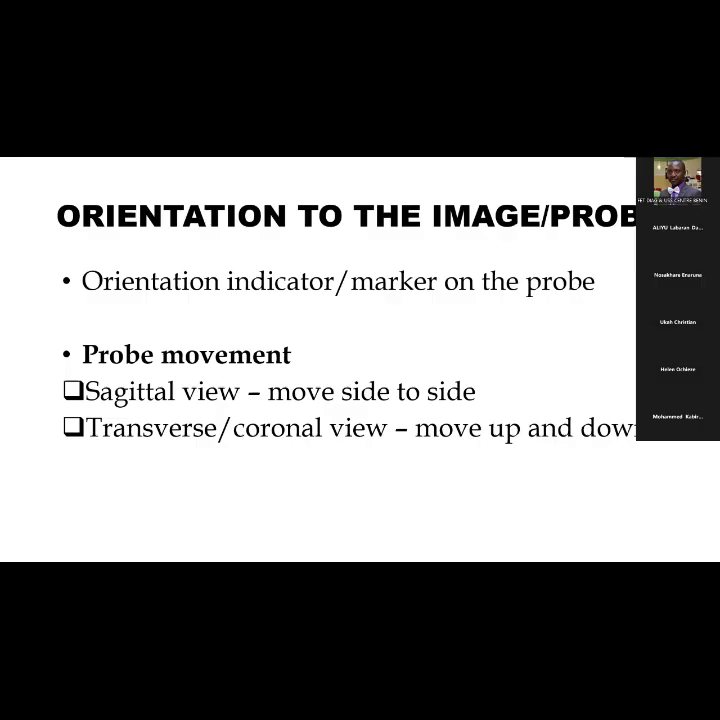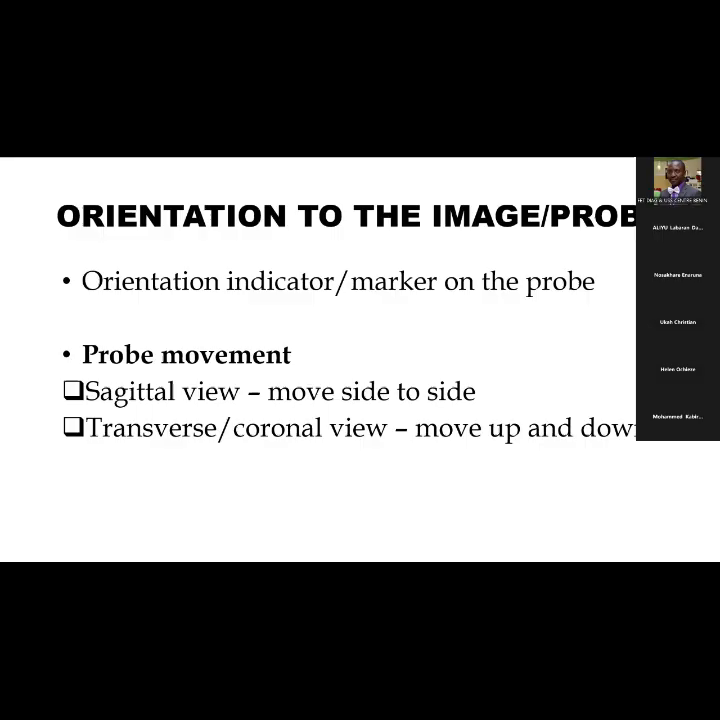What do you do in terms of orientation to the image as well as the probe? You often need a guide from what is called the marker or orientation indicator on the probe. And we'll see this in the next slide. It will help you orientate yourself to the sagittal view as well as the transverse or coronal view, and it helps you in determining how you should move.